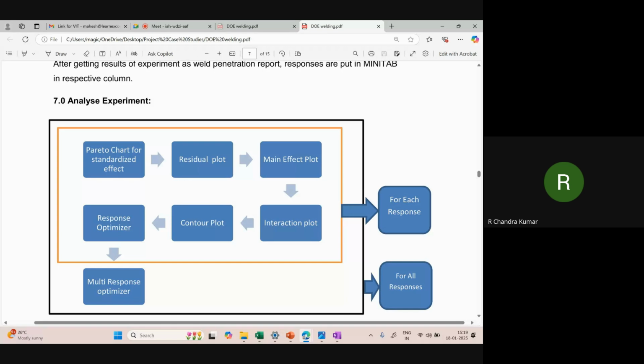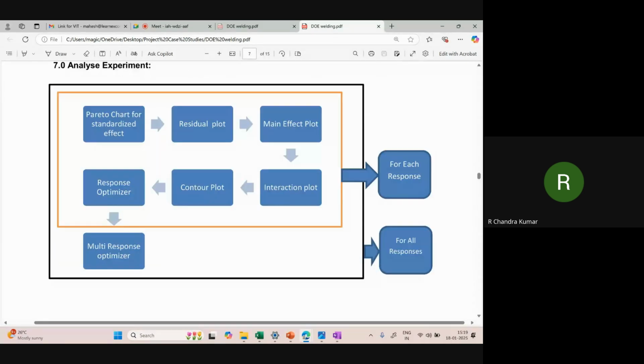So we can use Minitab, or we can even manually calculate, but manual calculation is cumbersome, so we can use Minitab in that case. And here Pareto of standardized effects, and we see p value, which factor is significant. We make a residual plot, we make main effect plot, interaction plot, contour plot, all this for each and every response. That means result.